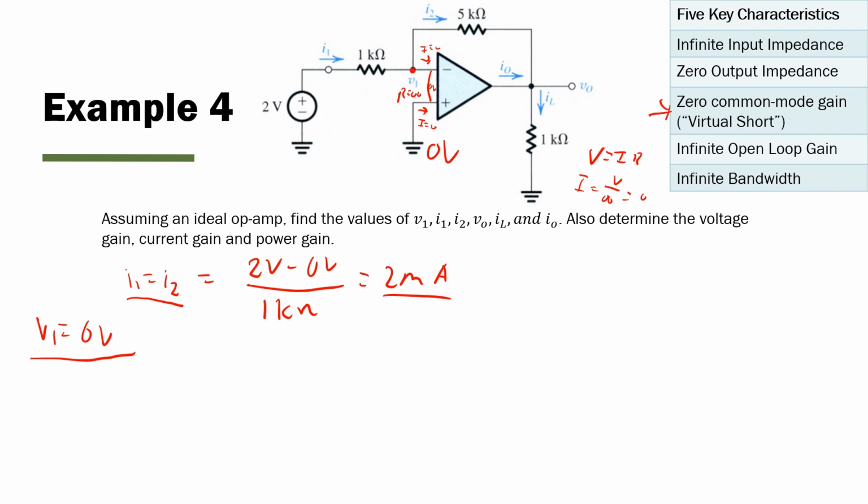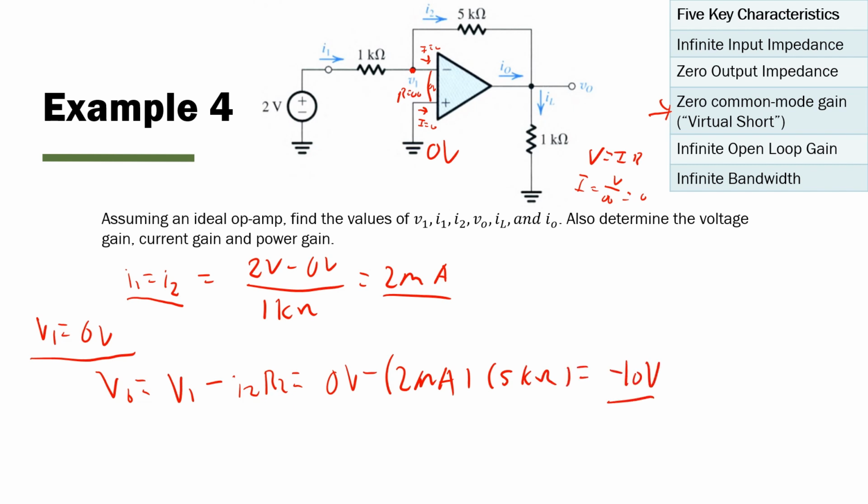Excellent. Let's continue with V out. So I can say that V out using Kirchhoff's voltage law is equal to V1 minus the voltage drop across this 5 kilo ohm resistor, I2 times R2. So that's equal to 0 volts minus 2 milliamps times 5 kilo ohms, which is equal to negative 10 volts.